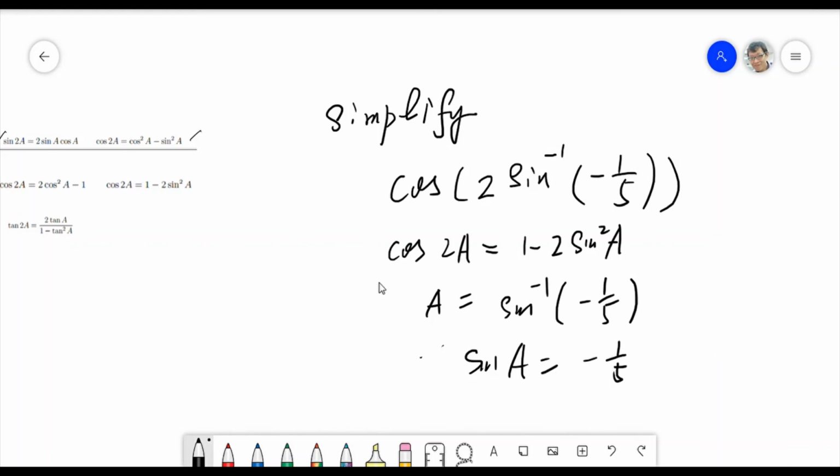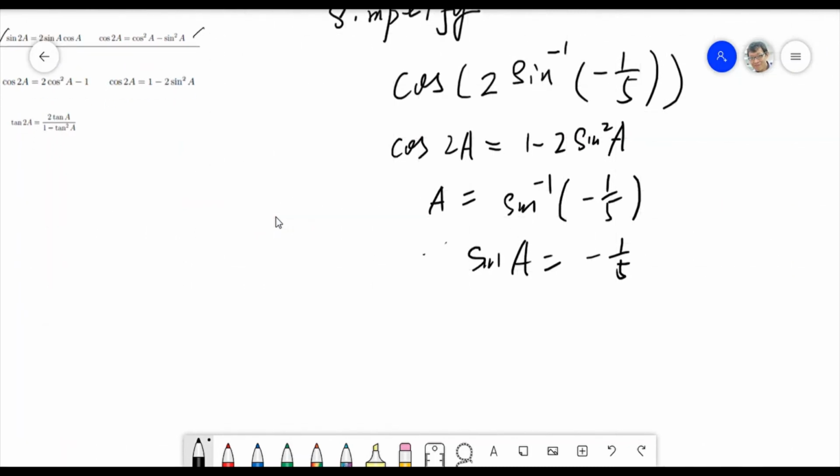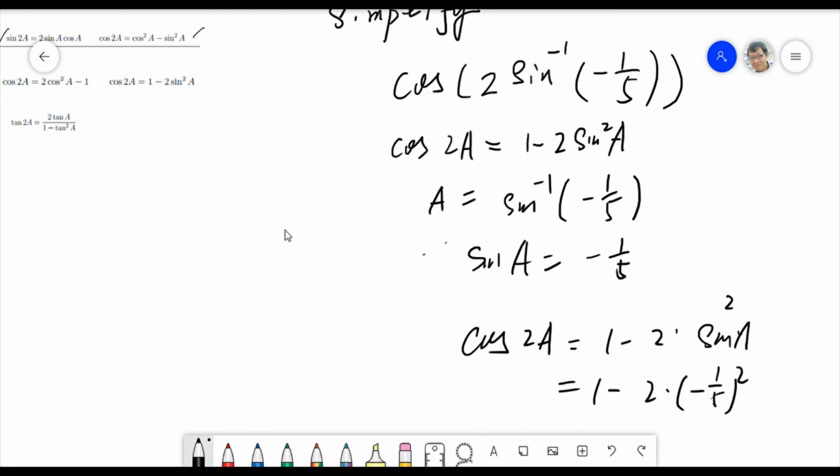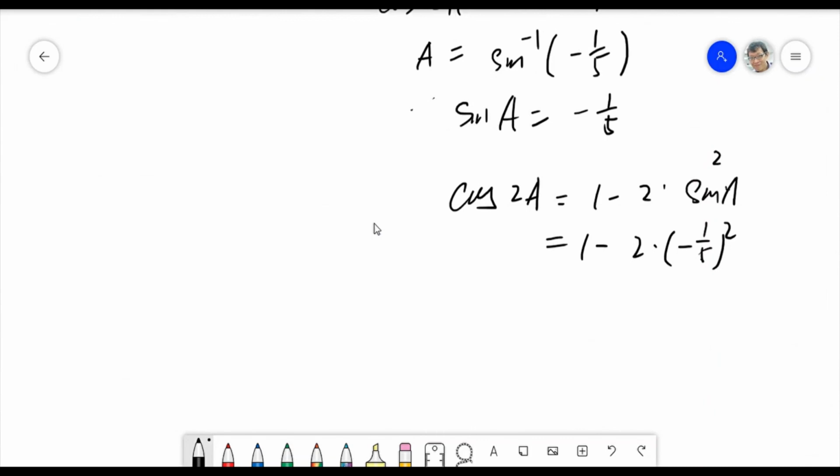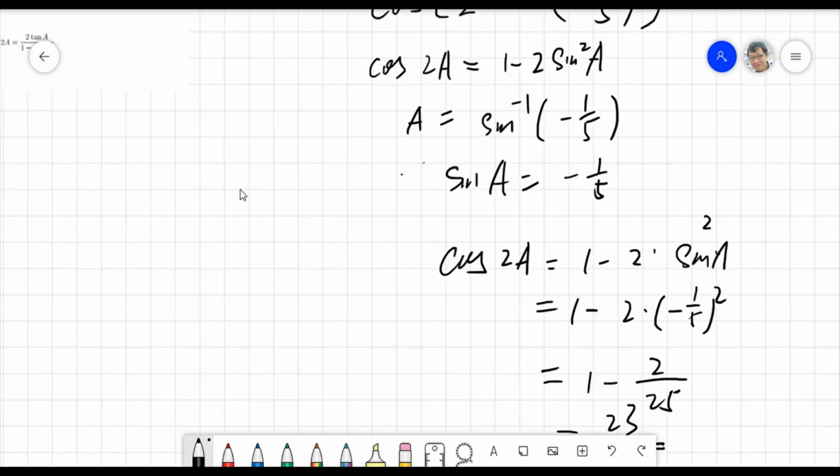Since we know that, we already know cosine 2A. Cosine 2A equals 1 minus 2 times sine A squared. So 1 minus 2 times the square of negative 1 over 5. All right, so that equals what? 1 minus 2 over 25, so 23 over 25. So we finally simplified to the final answer.